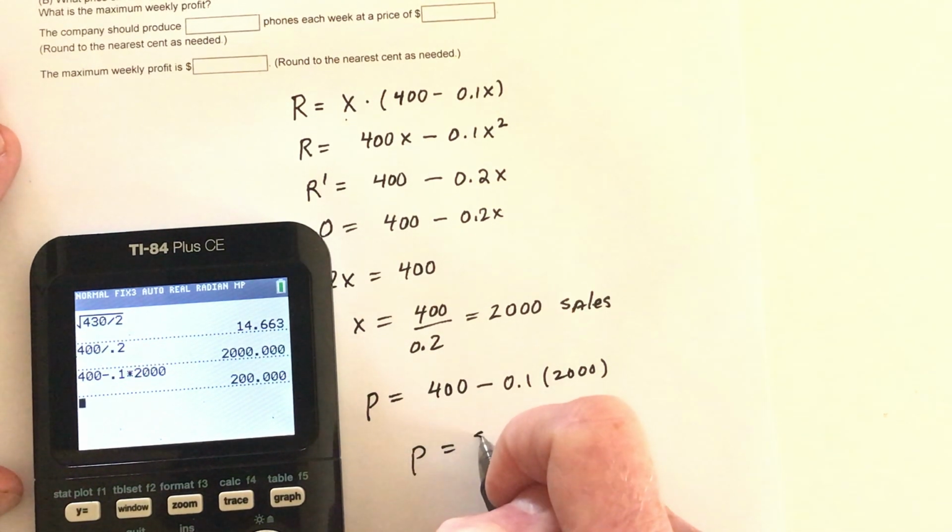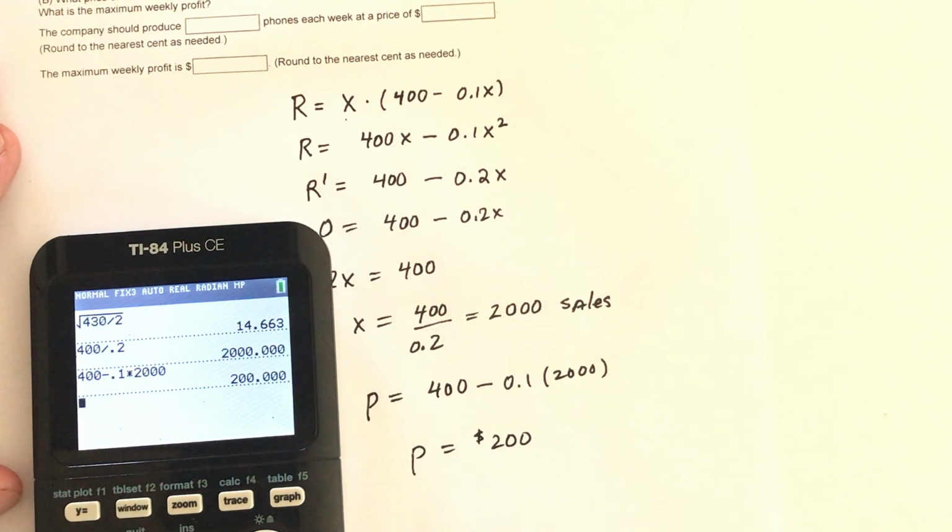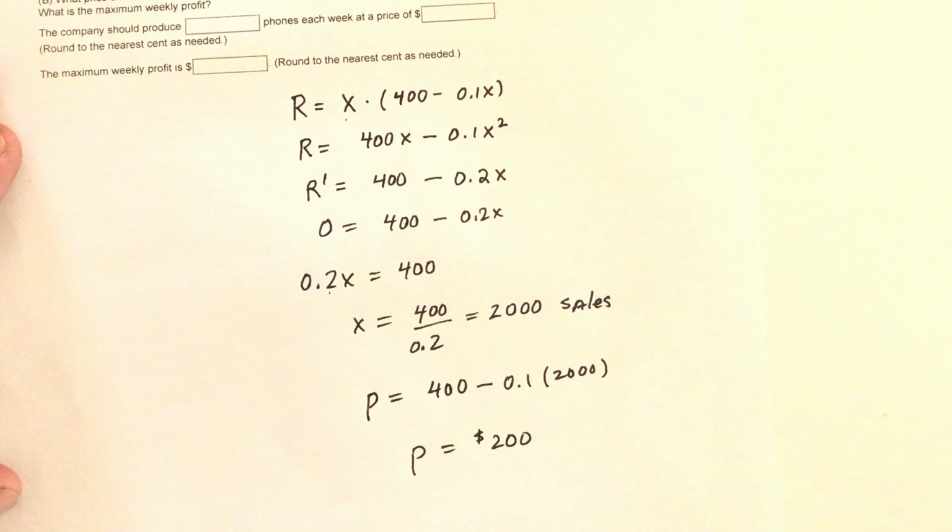So those, what are those, like flip phones? $200 a piece? Burner phones, pretty cheap, $200.